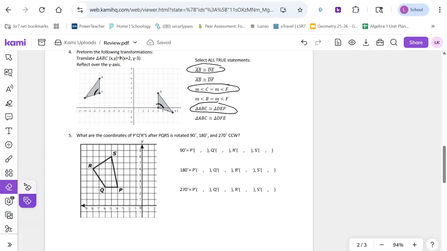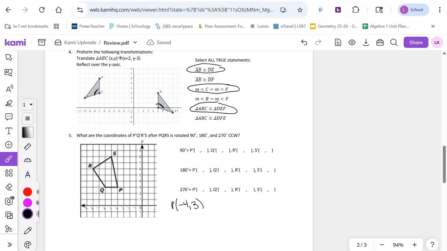Now, number 5 says, what are the coordinates of P prime, Q prime, R prime, S prime after PQRS is rotated 90 degrees, 180 degrees, and 270 degrees counterclockwise? So, first thing I need to do is determine what my pre-image points are. P is -4, 3. Q is -6, 3. R is -8, 6.